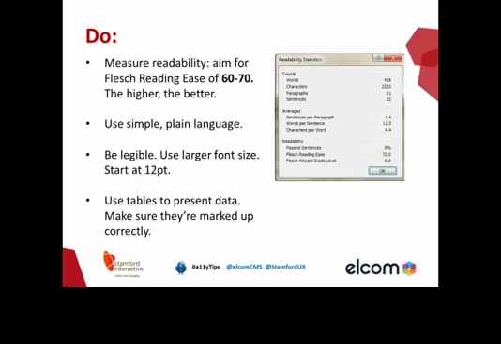You can look up how to do that, and you can aim for a good score of 70 onwards. That means that you're using short sentences, you're being clear. The higher, the better. Simple and plain language, be legible, and this actually helps for people who are just trying to read it in the first place, because you don't want them to have to magnify if they don't need to. So be nice, start big.